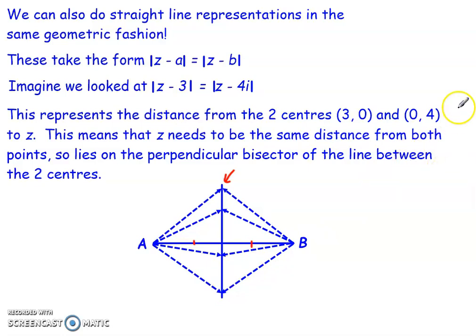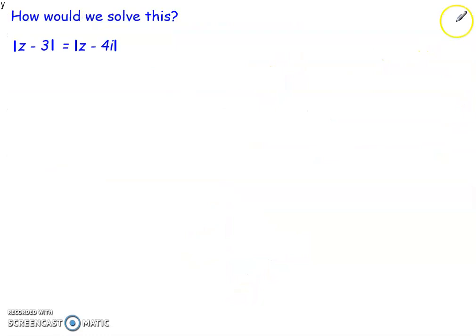Now, it's easily illustrated in an example, so let's stick with what we did here. So let's stick magnitude of z minus 3 equals magnitude of z minus 4i. So put the values in. We're after modulus of x plus iy, take away 3, equals the modulus of x plus iy, take away 4i.